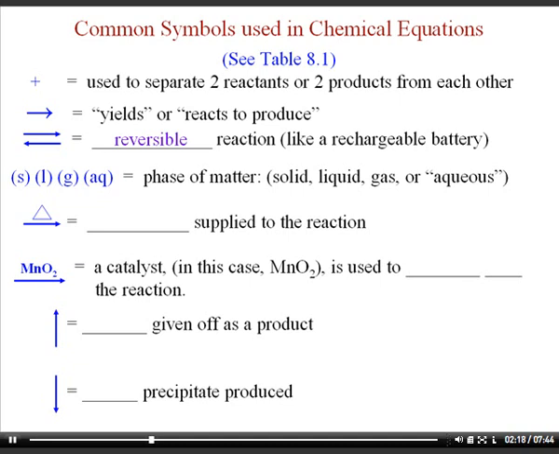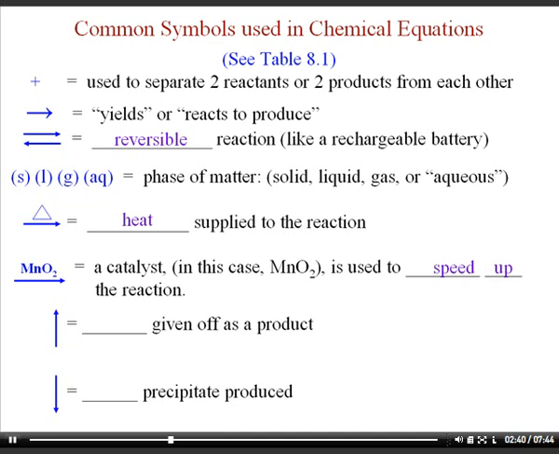And if you see anything in parentheses with little S, L, G, or an AQ, that tells you what the phase of the matter is. So it's either a solid, liquid, gas, or aqueous. And aqueous means it's dissolved in water. If you see a triangle above the yield sign, that means that the reaction was heated. And if you see a compound or an element above the yield sign, that means that substance above the yield sign acts as a catalyst, which speeds up the reaction.